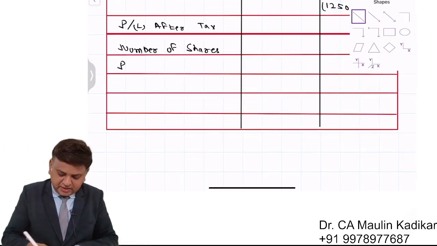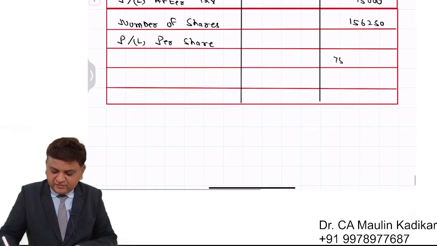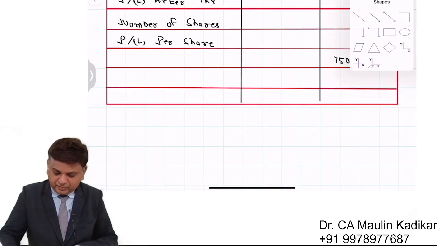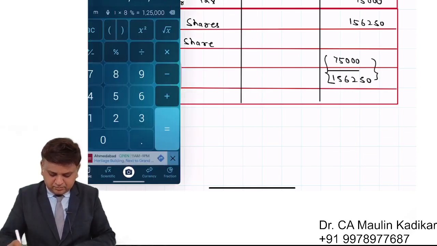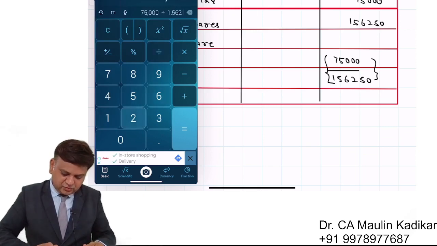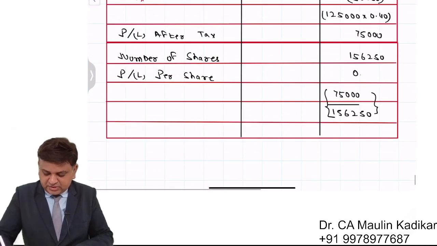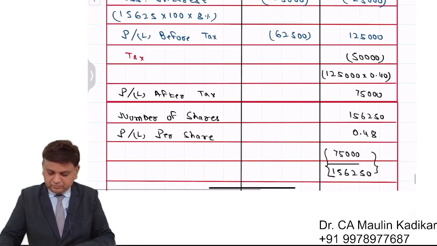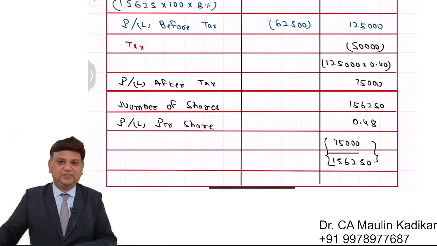So profit or loss per share. It will be found as 75,000 divided by 1,56,250. 75,000 divided by 1,56,250. That comes to 48 paise. So this is 48 paise. So accordingly we are required to make the calculation of the answer. It is 48 paise.